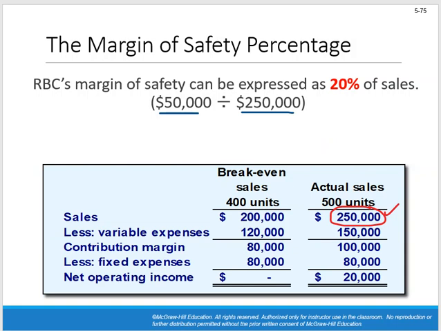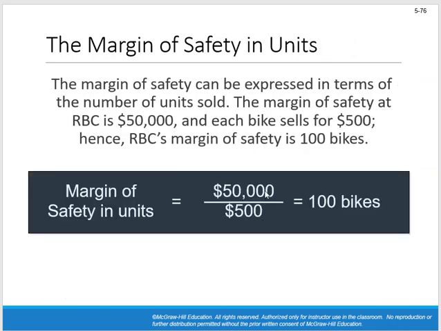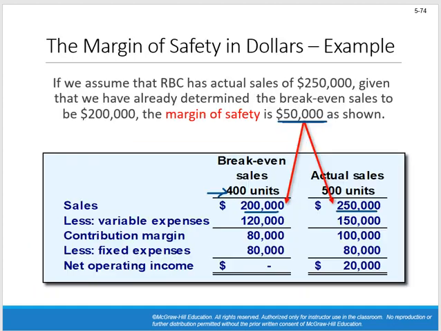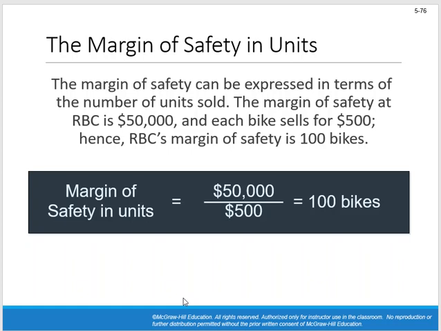And again, we can also do this in units. We can take those $50,000 margin of safety in dollars and divide it by 500 sales dollars per unit equals 100 bikes. But I'm pretty sure that we could see that all the way back here. 400 bikes versus 500 bikes. We've exceeded the break even by 100 bikes. So I'm not quite sure why we have to do math in order to get 100 bikes. But there you have it.